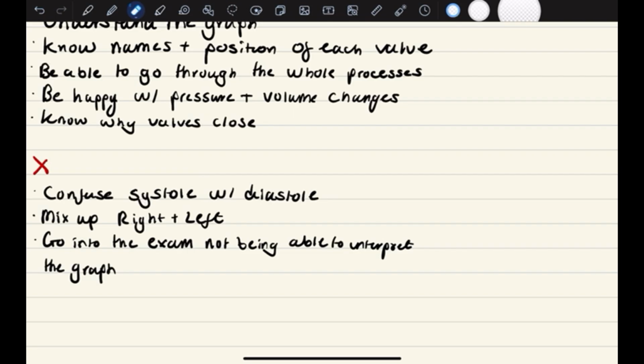Also, another thing, don't mix up the right side of the heart with the left side of the heart. It's really, really easy to assume this is my right, so that must be the right side of the heart. It is not. Yeah, you flip it over. Also, again, I'm stressing the diagram. Please go into the exam knowing how to interpret that diagram. Please, please, please, just for me. It will really help you out.